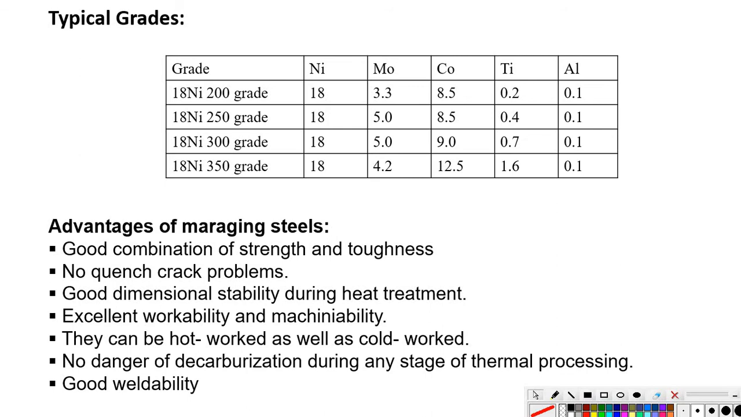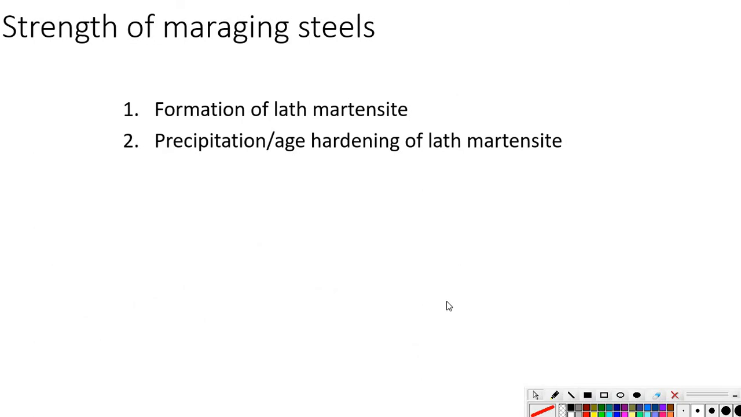And there is no danger of decarburizing during the thermal process, because we use a very low carbon percentage. So there is no chance for such decarburization during thermal processing, and it has very high weldability. And how does this maraging steel form with very high strength and hardness? Because of two important steps of formation, the strength is developed in the maraging steel.